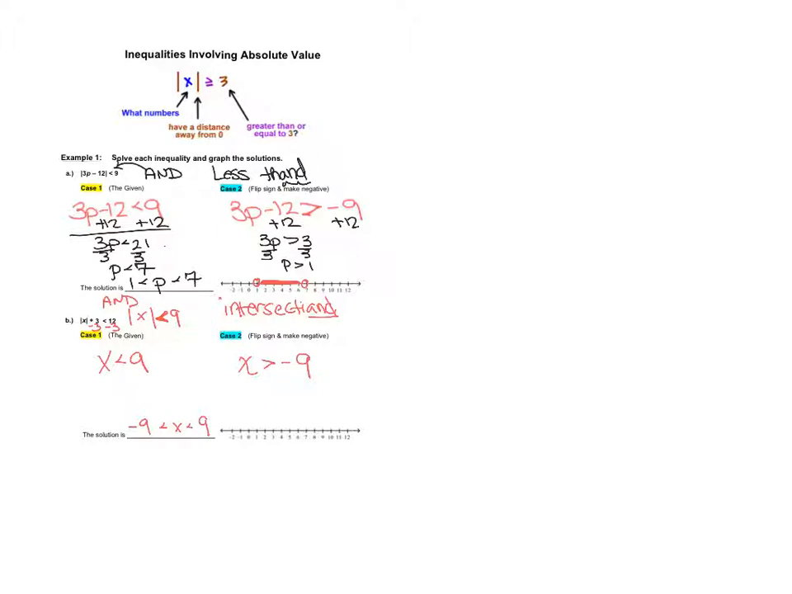I'm going to extend this graph here. Let's just call this negative 9 so I can graph this. So open circle at negative 9, open circle at 9, and this is an intersection.